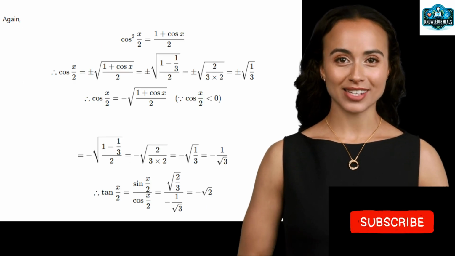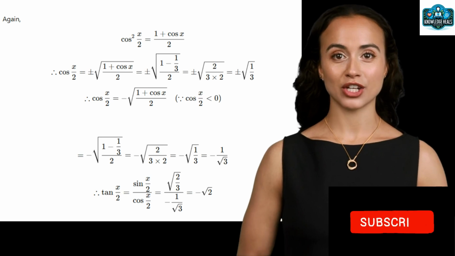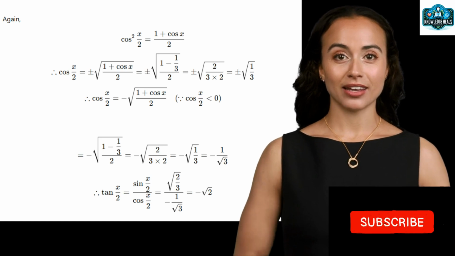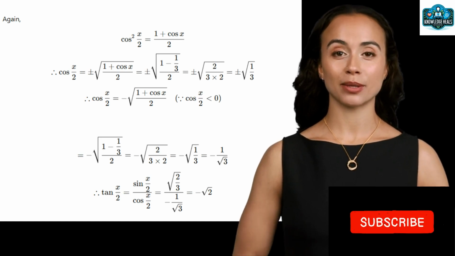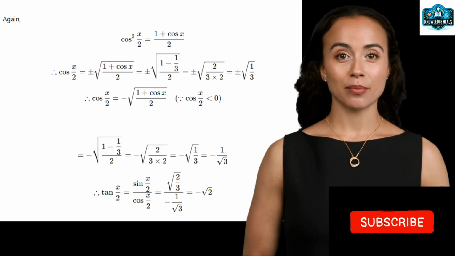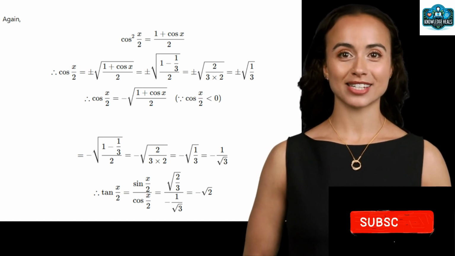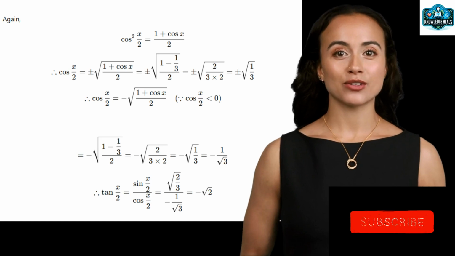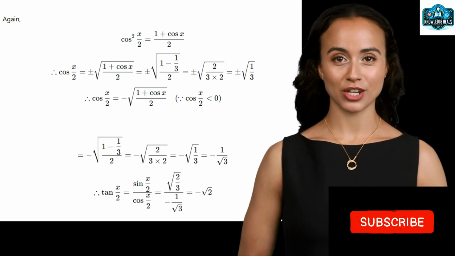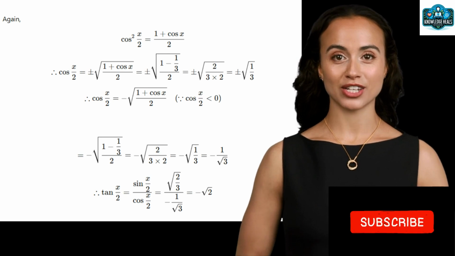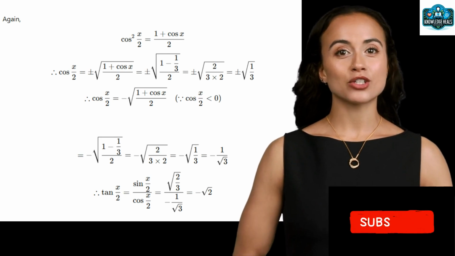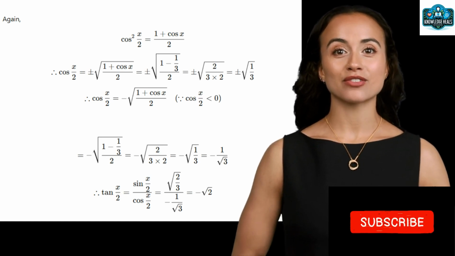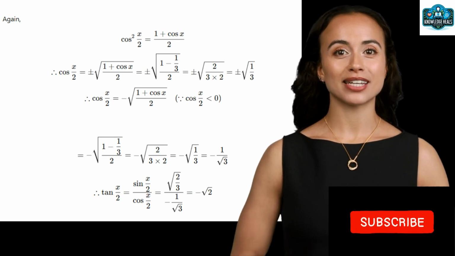We have the value of cos x, then I can substitute in the equation cos square x by 2 is equal to 1 plus cos x by 2. Therefore, cos x by 2 is equal to plus minus root of 1 by 3. But as we know, cos x by 2 is less than 0, so cos x by 2 is minus 1 by root 3. Now we have values of sin x by 2 and cos x by 2, so we will substitute the values in the equation of tan x by 2. After substituting values, we get minus root 2. Hence, we have found values of sin x by 2, cos x by 2, and tan x by 2.